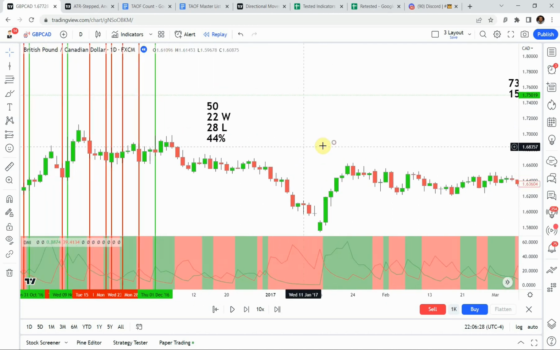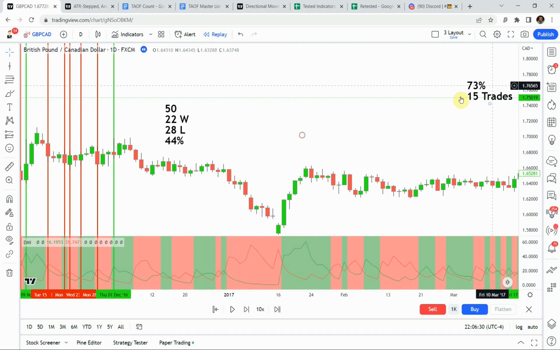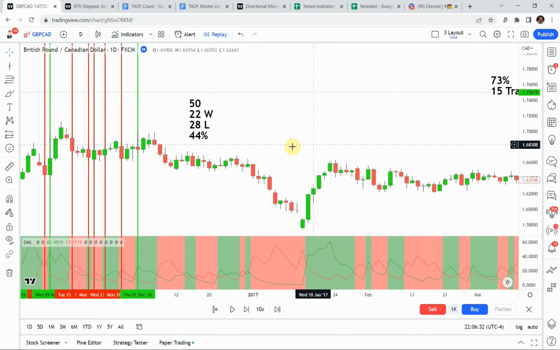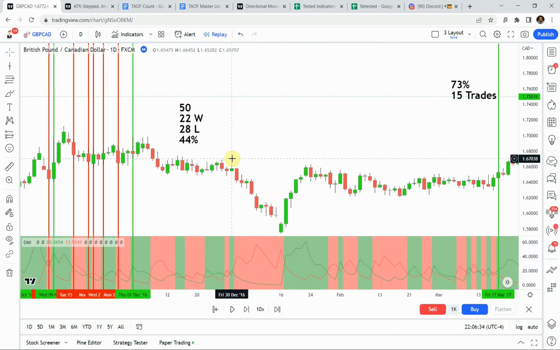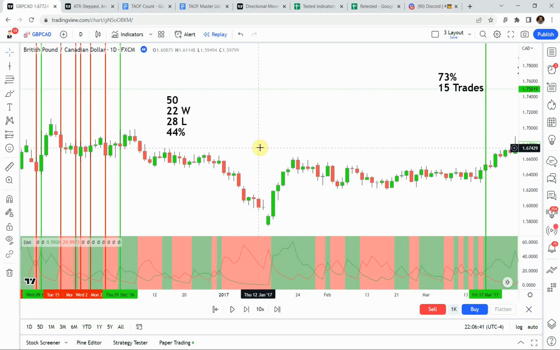Sometimes we see a strong drop like this, sometimes we don't. 73 down to a 44. It's a pretty significant drop right there. This particular pair has a pretty tight take profit and stop, so that might have been what caused it to drop so significantly.